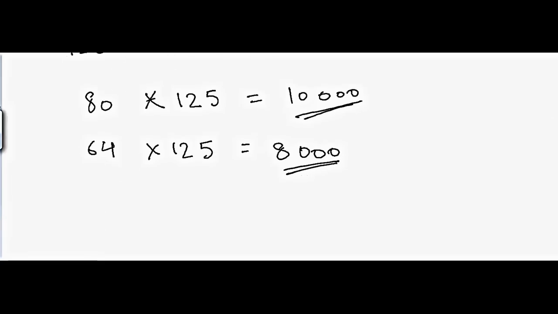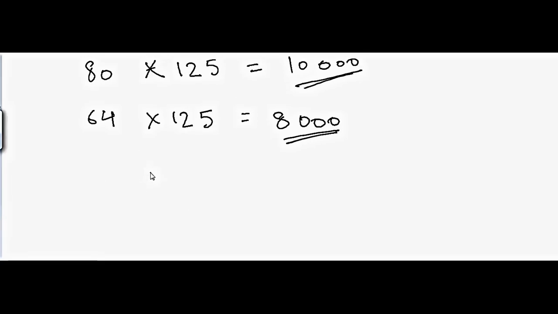And let's take another example, 128 times 125. In this case, we know that 128 divided by 8 is 16, and then we put 3 zeros in the end. So that is our answer.